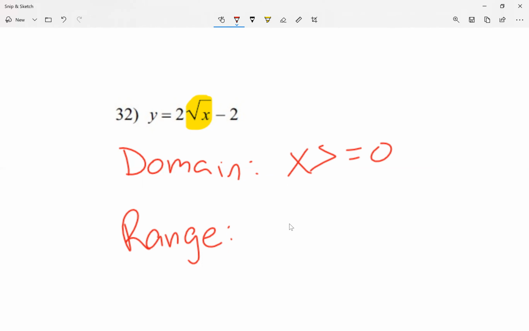Now for my range, I'm going to look at 2 times 0. I make the square root 0. 2 times 0 minus 2. I know 2 times 0 is 0, and then 0 minus 2, so y is greater or equal to negative 2.